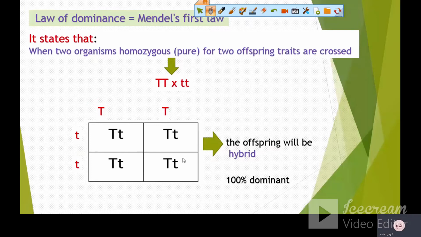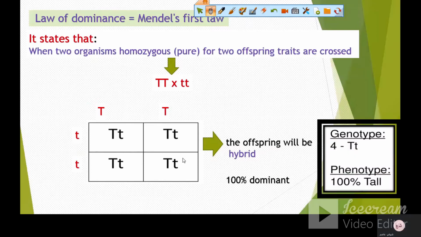If I need to write what is the genotype, what is the phenotype of the produced offsprings? The genotype, the four offsprings will be T capital T small, while the phenotype, 100% or all of them are tall, which is the dominant trait.